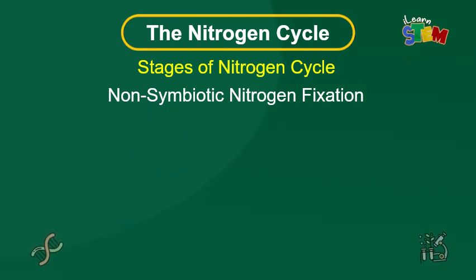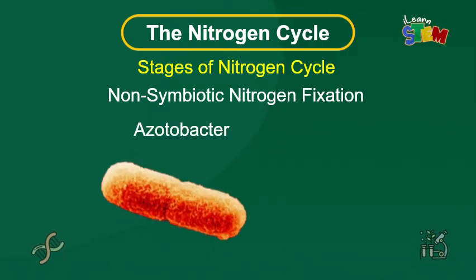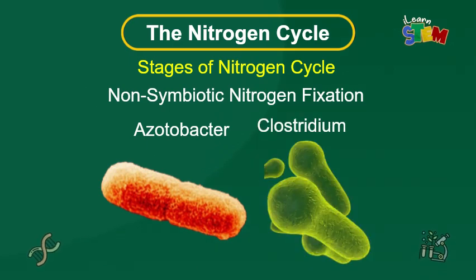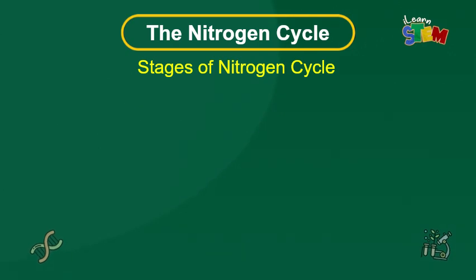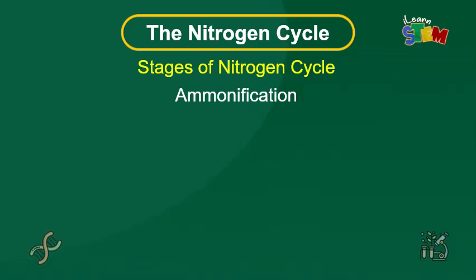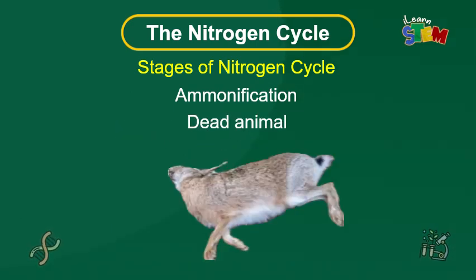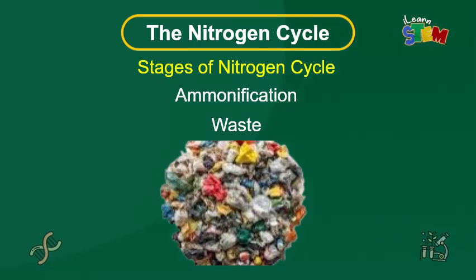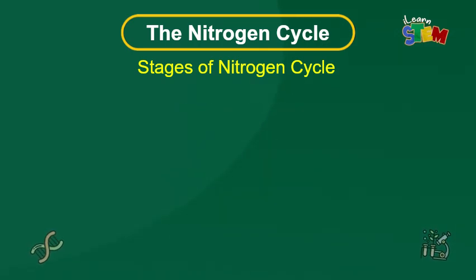Free-living bacteria in the soil like Azotobacter and Clostridium independently convert atmospheric nitrogen into usable forms. 4. Ammonification. Decomposers like bacteria and fungi break down organic matter, such as dead plants, dead animals, and waste, releasing ammonia into the soil.